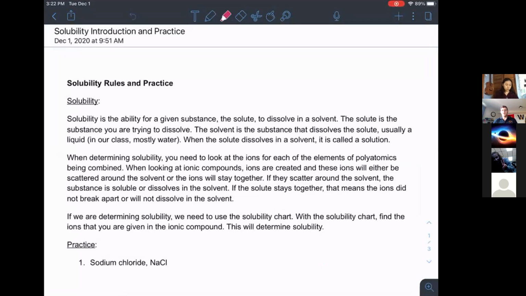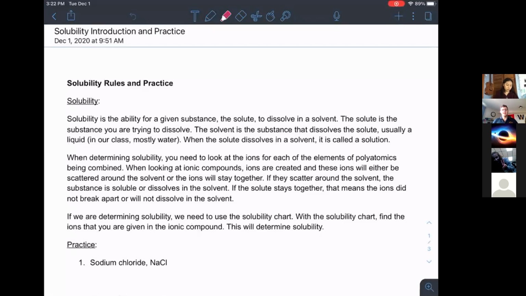So we're going to have to know a few things in this unit, especially about solubility, because it's going to be vital in figuring out if we can make these things called solutions. So if we have a soluble substance, then we can make our solution, but it depends.